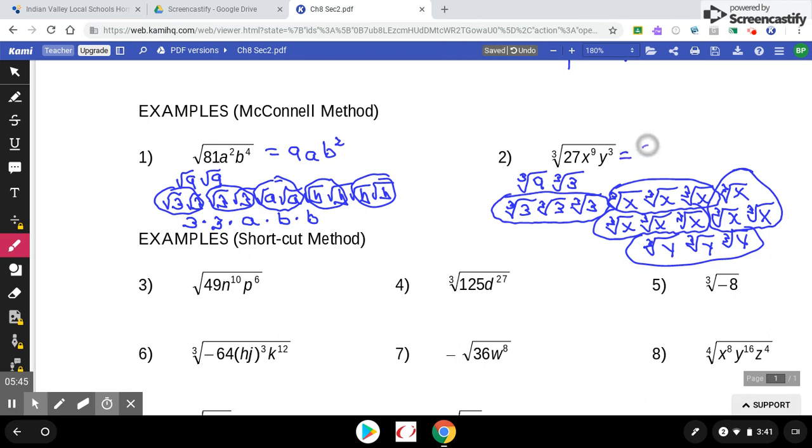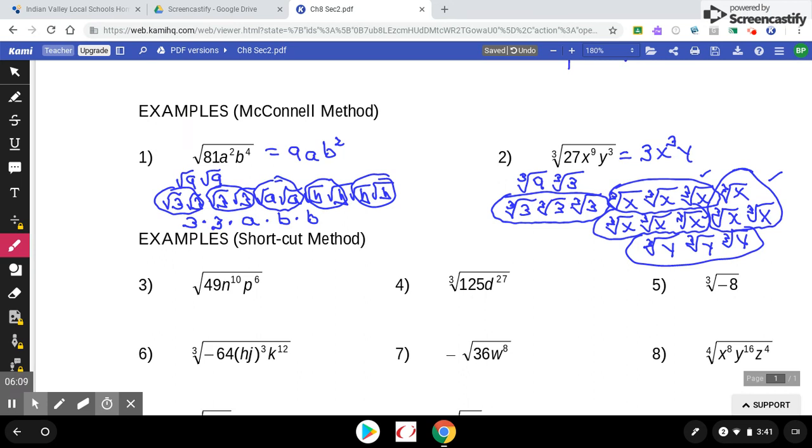Well, I circled 3 triplets of x's. So that would give me 3 x's for my answer. And I have 1 trifecta, if you will, of y's. So that gives me 1 y. So there's the long way of doing that. So you are welcome to do it that way if you'd like.